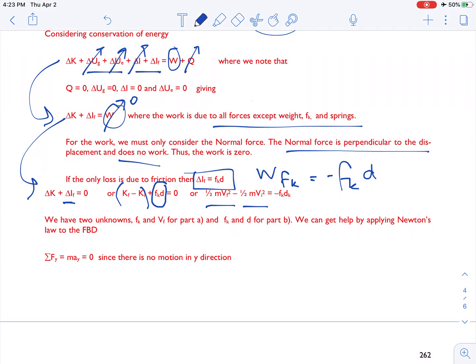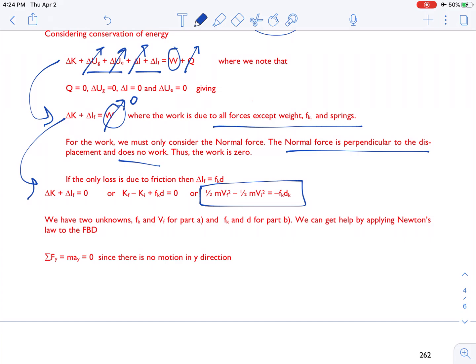So when you look at this equation, let me get rid of a couple of things here. We are focusing on this equation now for both parts. What we see is for the first part, Fk is unknown and also V final is unknown. We're trying to find V final, but we don't know what the kinetic friction is. And for part B, we're finding the displacement, and V final is going to be 0, but Fk is also unknown. So there are two unknowns for each part, and we only have one equation so far.